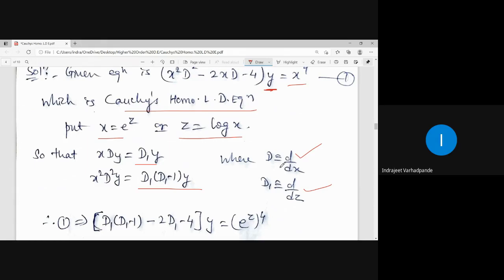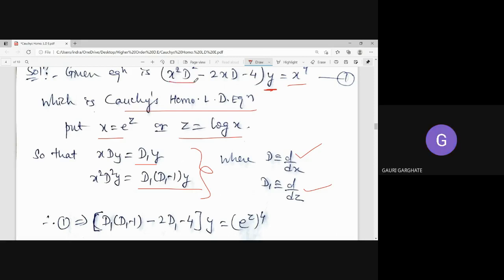Therefore, equation number 1 implies d1 into d1 minus 1 minus 2d1 minus 4 whole multiplied by y is equal to e to the power z raised to power 4. See, x is nothing but e to the power z. So it will be e to the power z raised to power 4. That will be e to the power 4z. This substitution is clear to everybody.